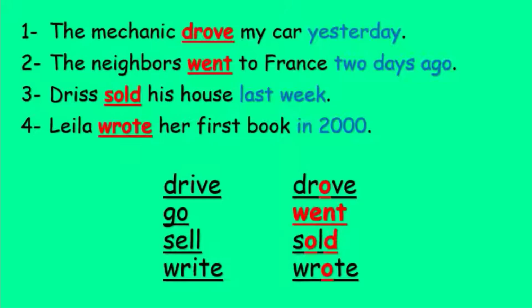How do we know that the verbs are in the past? There is no ed at the end. Why? Because these verbs are not regular, they are irregular. So drive becomes drove, go becomes went, sell becomes sold, and write becomes wrote. We cannot tell you how to change from one form to another because there is no rule. So you have to learn these forms by heart. That's the only way.